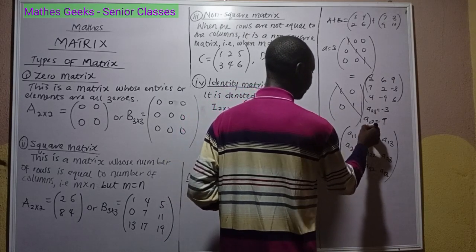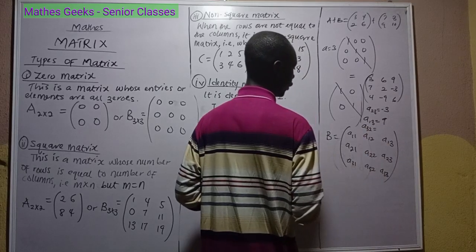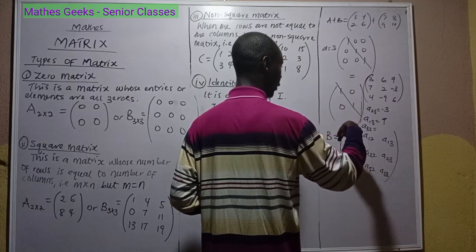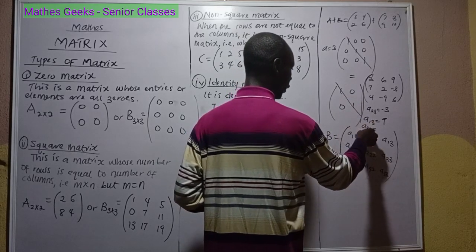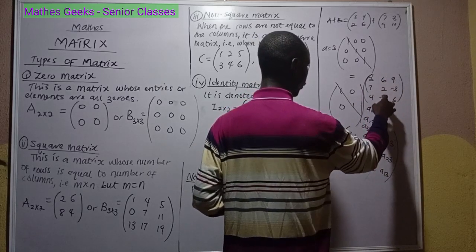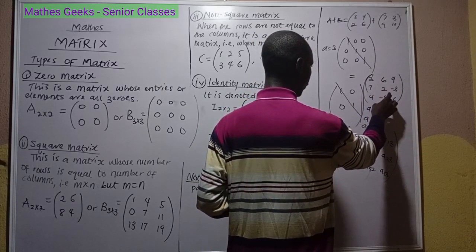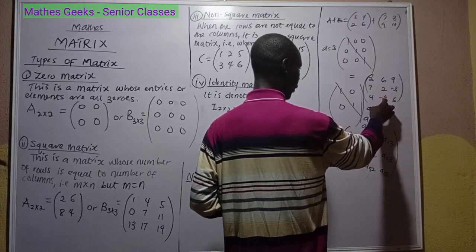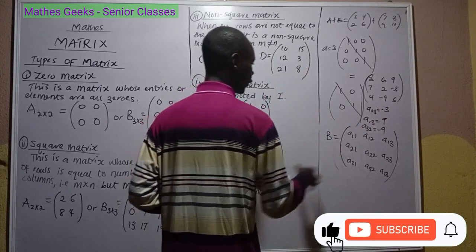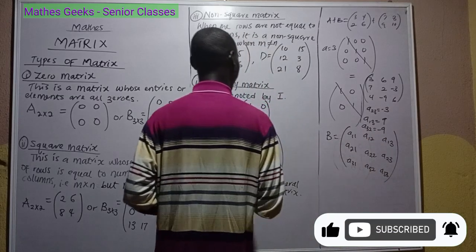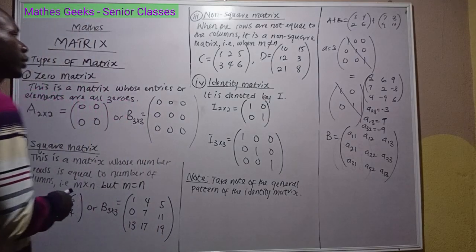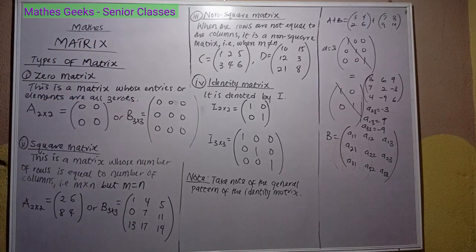So let's take another one, which is the last. Let's say A32. A32 means third row, second column. The value that occupies that position, the third row, second column, is minus 9. So that's the meaning of this symbol. In subsequent videos, we're going to carry out operations on matrices, and knowledge of this will be very helpful.